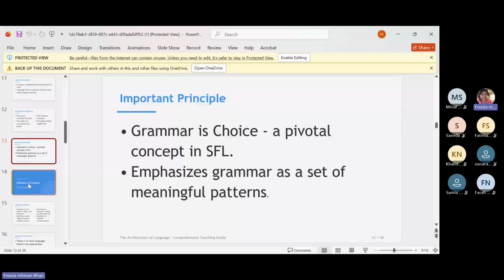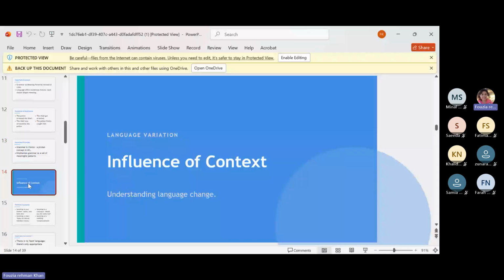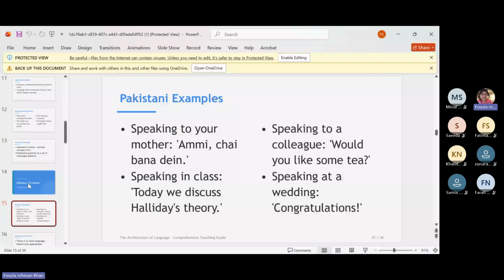Now, how context influences the understanding of language and how it changes, we are going to look at these. These are some Pakistani examples. This is about how we use language while talking to a colleague, to family members, in the class or at a wedding. And we'll have an exercise here also.